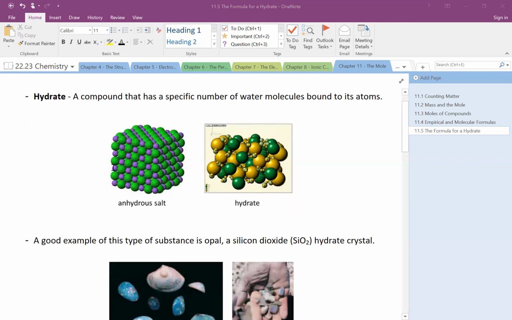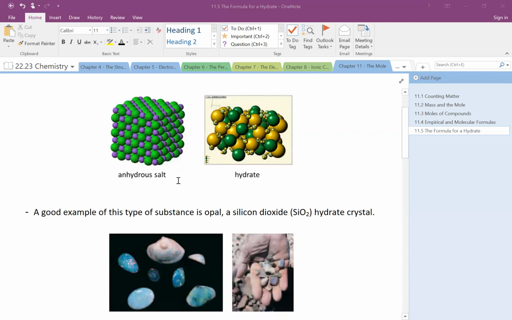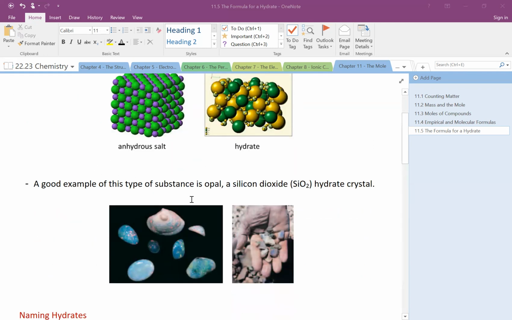This is a very common type of substance, and a really cool example is opal. This is a precious, I believe it's a mineral. You have to ask your earth science teacher about that one specifically though. It's a silicon dioxide hydrate crystal. So I have it here. You can see it's very beautiful, very pretty colors.